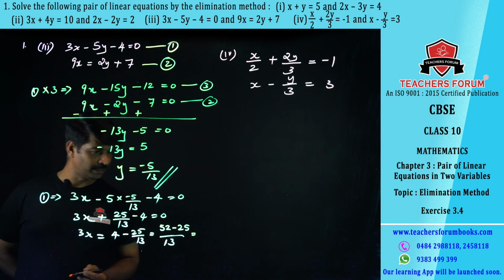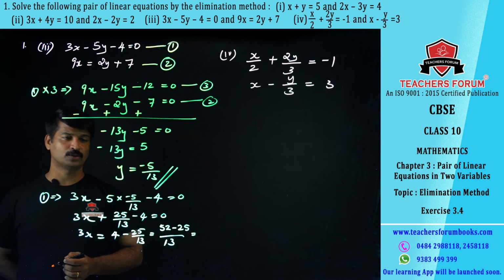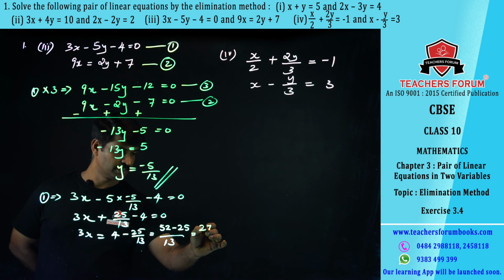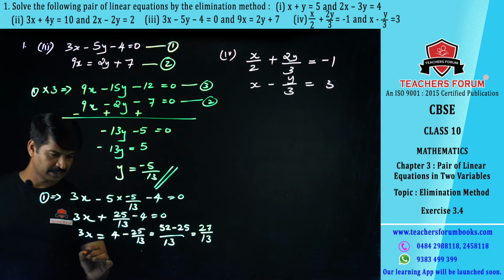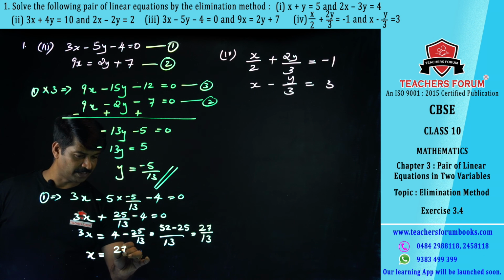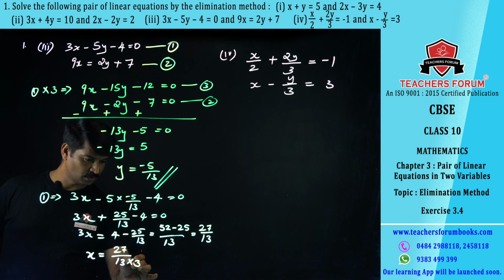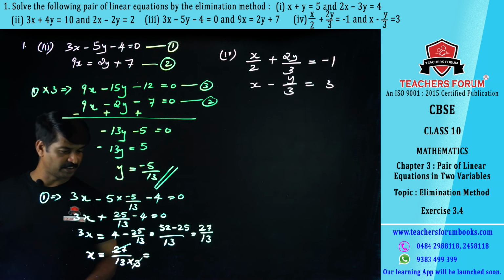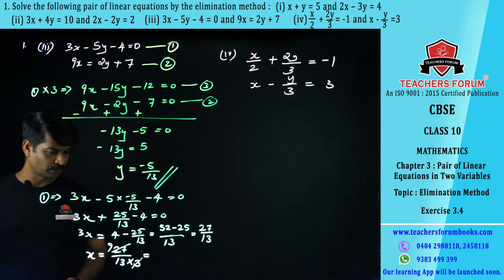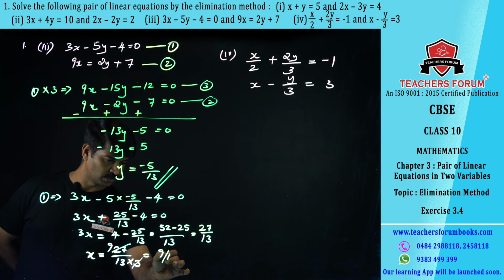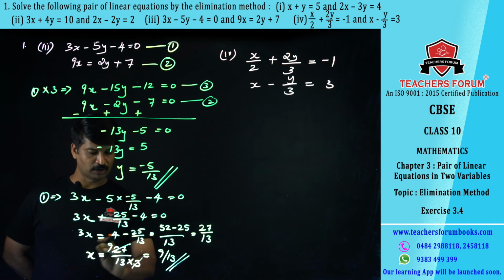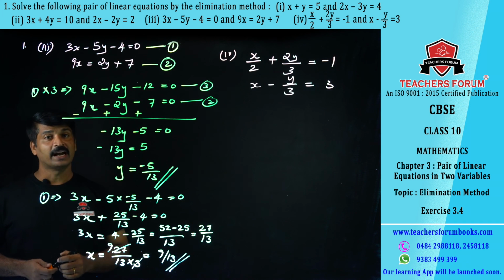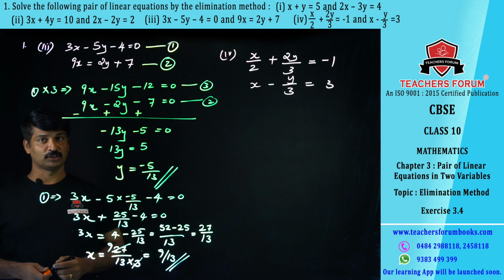What is 52 minus 25? That is 27, isn't it? So you will be getting 27 by 13 as the value of 3x. Then can you tell me what will be the value of x? You have to divide this by 3. You can cancel 27 and 3 with 3. So the answer will be 9 by 13. So you get the value of x as 9 by 13 and the value of y as minus 5 by 13. I think it is clear.